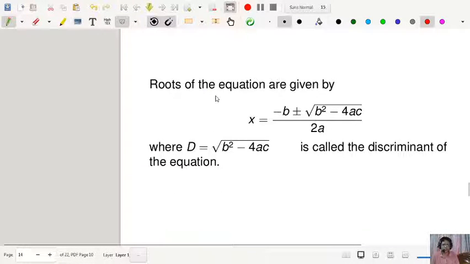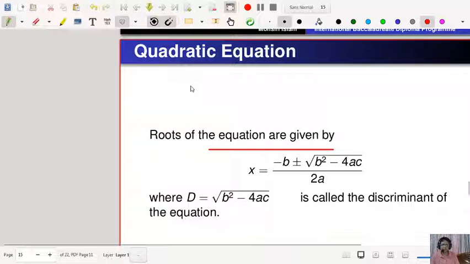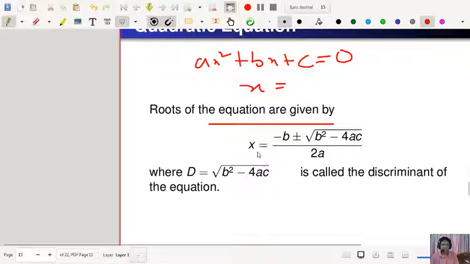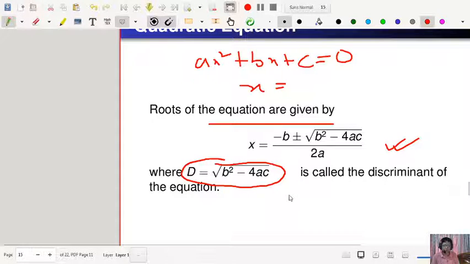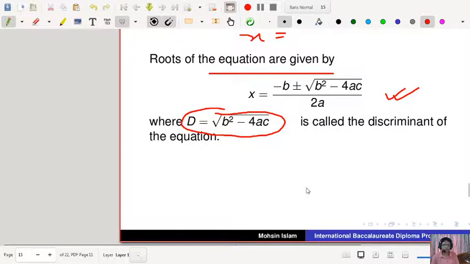The roots of the equation are given by, so your quadratic equation is ax² + bx + c = 0. The roots of this equation are given by x = (−b ± √(b² − 4ac)) / 2a. Can you see that? Yes. This b² − 4ac under the root is called the discriminant of the equation.